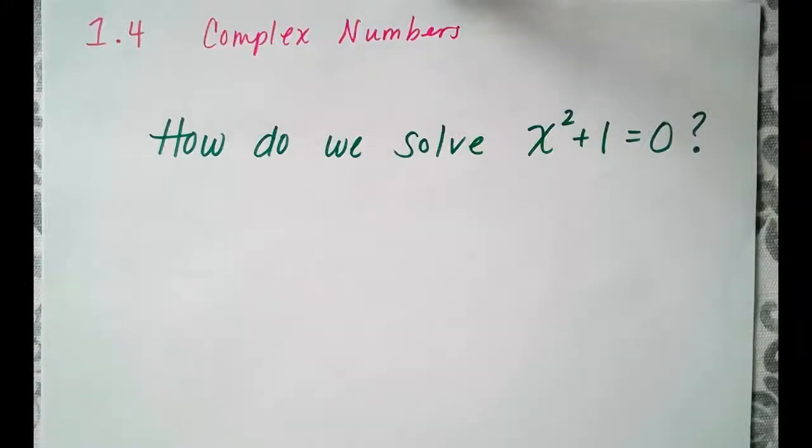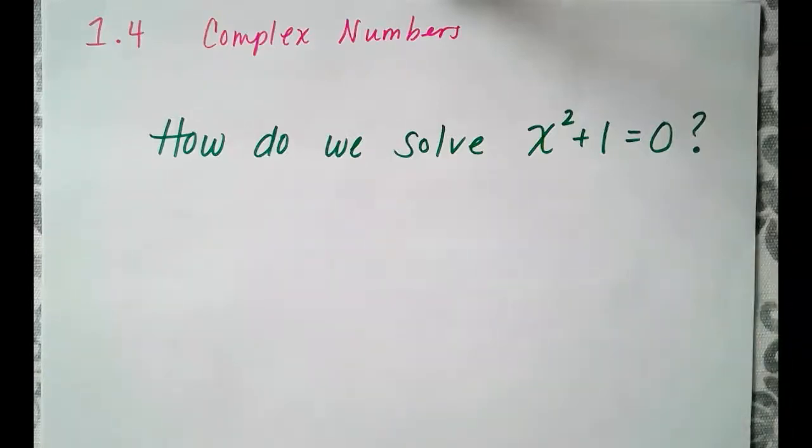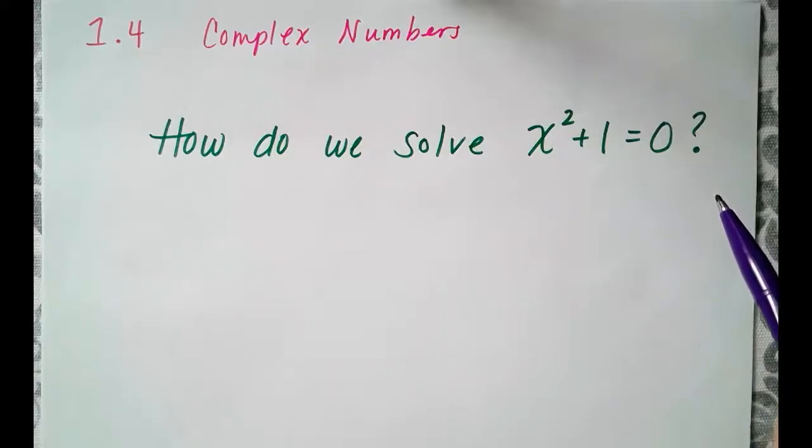So complex numbers, what is that all about? Complex numbers came about with this question: how do we solve the equation x squared plus 1 equals 0? Mathematicians were stumped by this question, and they had to contrive an entire new number system that could help to deal with it. And that, of course, is called the complex number system.